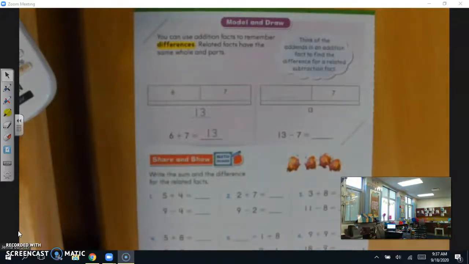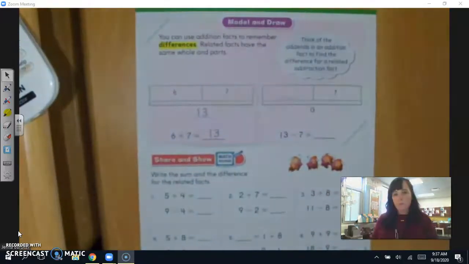Let me change the lights a little bit because I feel like it's kind of hard to see. Hopefully that helps a little bit.